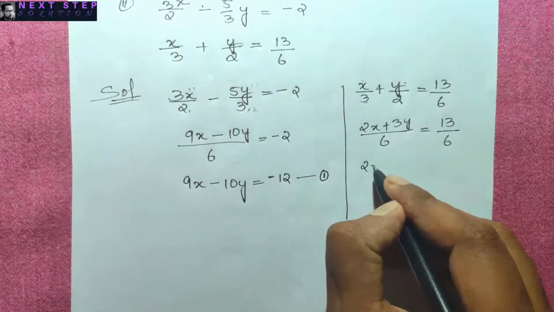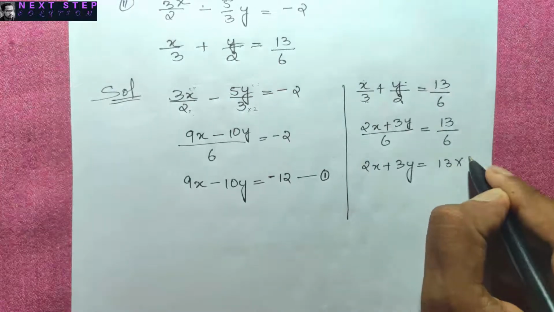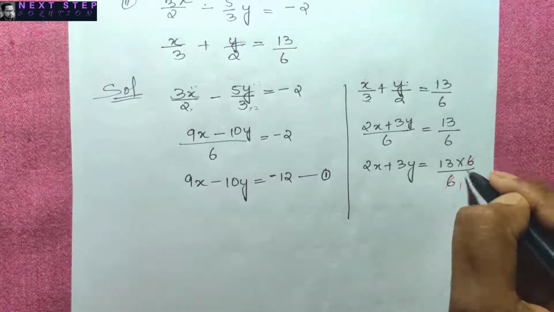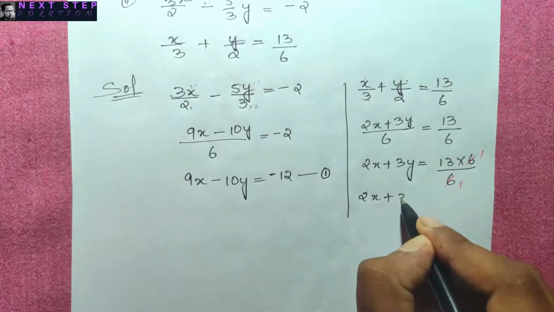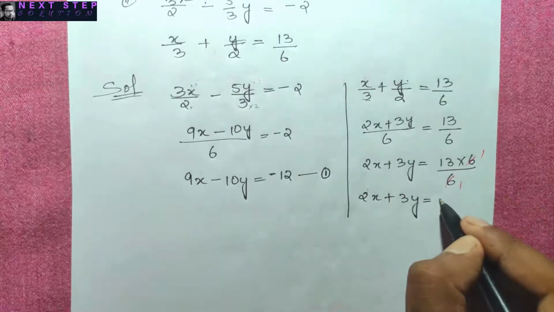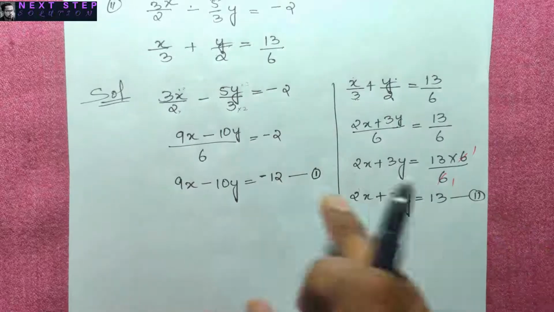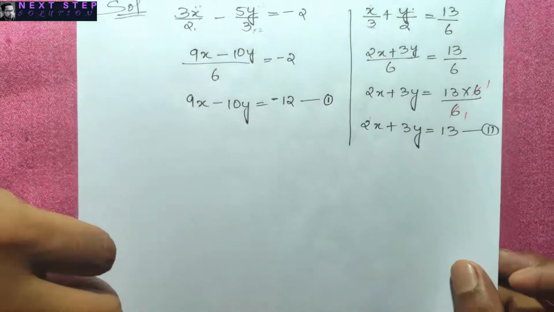So we can write it as 2x plus 3y equals 13 multiplied with 6 divided by 6. Here we can cancel. 6 ones are 6, 6 ones are 6. We have 2x plus 3y equals 13. This becomes equation 2. Now we got our equation 1 and equation 2, and we can proceed solving this question like the previous question.